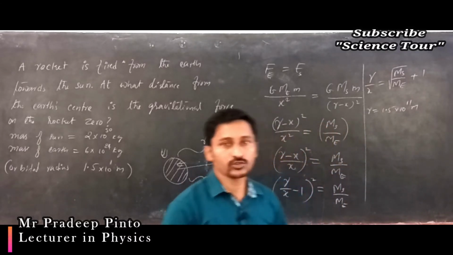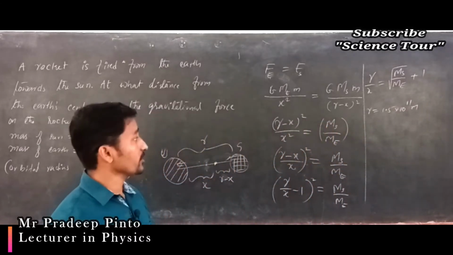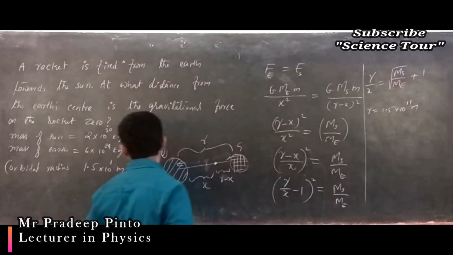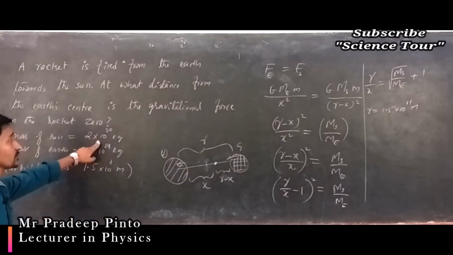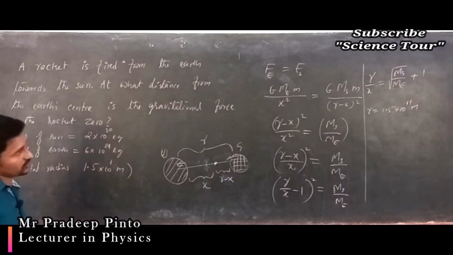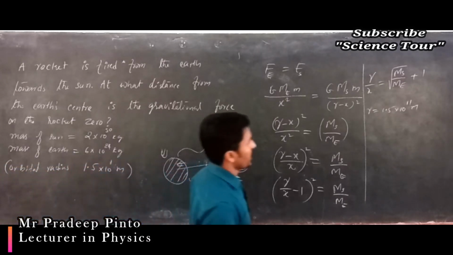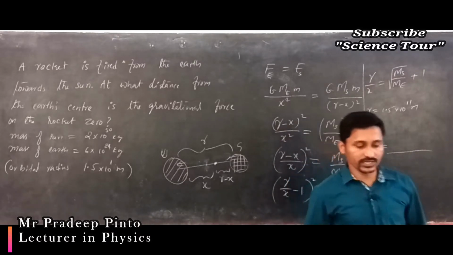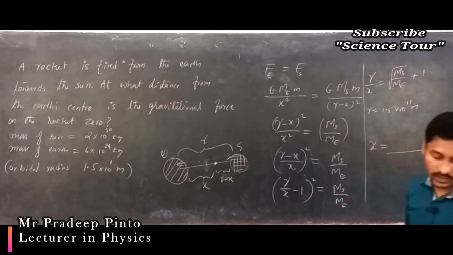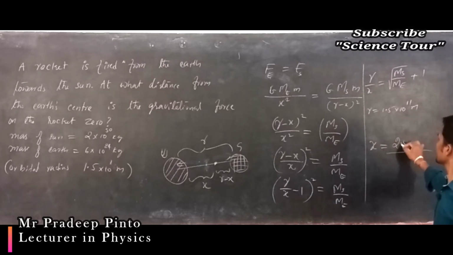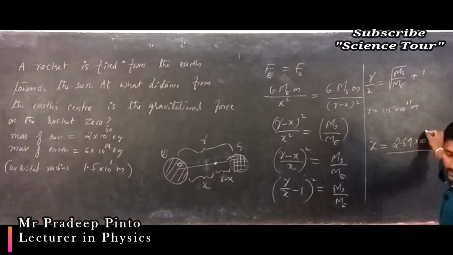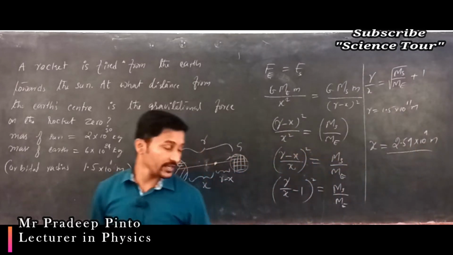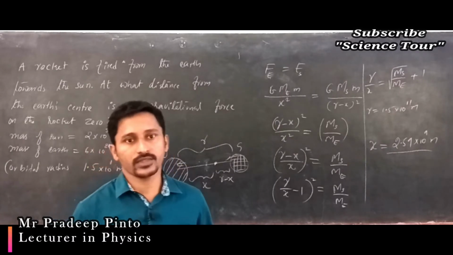So you are supposed to substitute 1.5 into 10 to the power 11 at r and x. Ms you have to write down. Ms is nothing but the mass of the sun, 2 into 10 to the power 30 kg, and the mass of the earth is 6 into 10 to the power 24 kg. Hence, if you substitute all the things, we are going to get a value of x that is nothing but 2.59 into 10 to the power 9 meters.